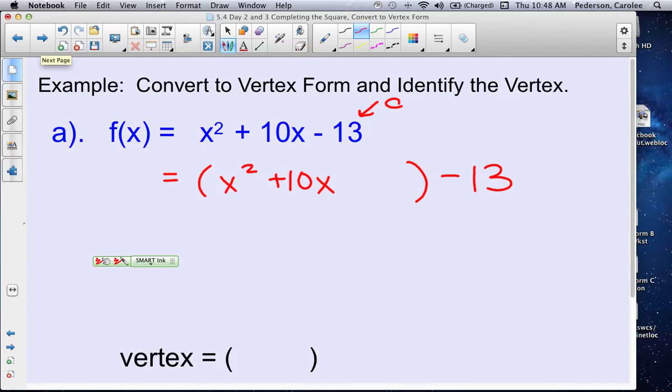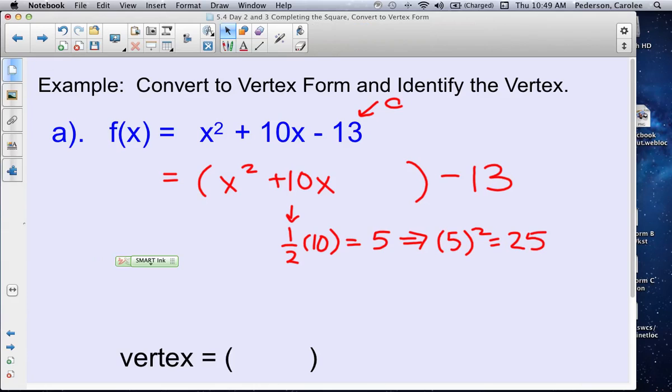Now we're going to complete the square. We're going to take half of 10, which is 5. So this should look familiar, like when we were solving completing the square. Then we're going to square it. So we get 25. So we're going to add 25 right there.